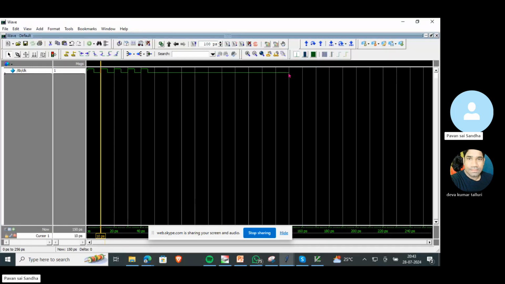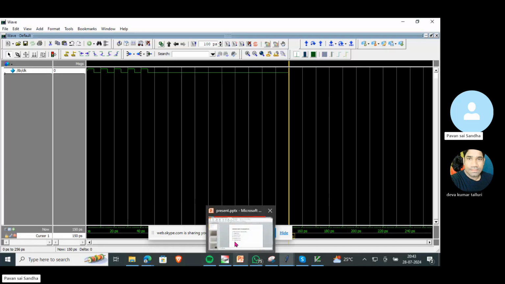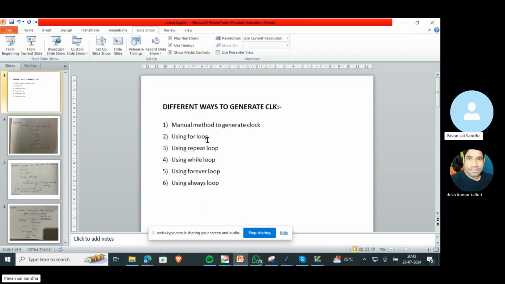and it is at 150 picoseconds, not 150, 170. So 150, it's 150. And second, I am going to generate the clock using a for loop.